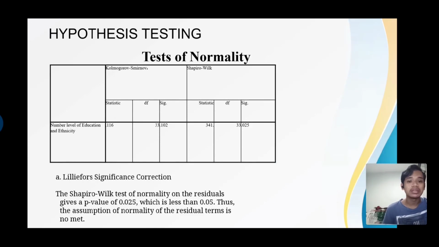Here is a table, hypothesis testing, test of normality. The Shapiro-Wilk test of normality on the residuals gives a p-value of 0.025, which is less than 0.05. Thus, the assumption of normality of the residual terms is not normal.